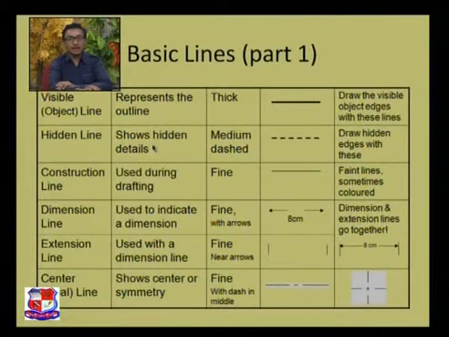Hidden lines show the hidden details, the things which we cannot see directly but need to mention in the drawing. How can we represent them? It can be represented like this: medium dashed, 1 space, 2 space, 3 space. Likewise, using this we can draw hidden edges with this line. It is a medium dashed line.